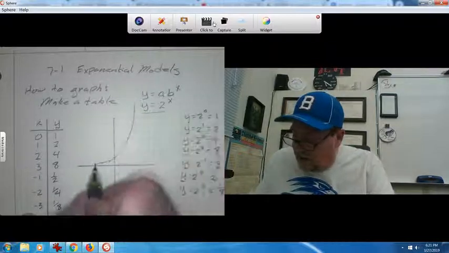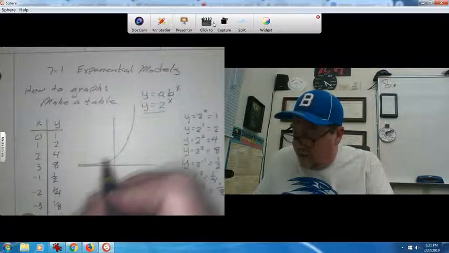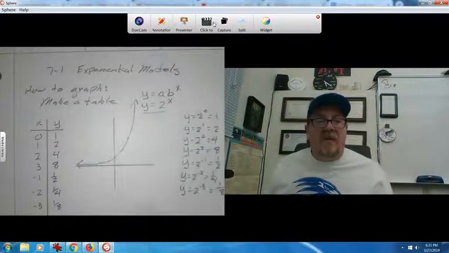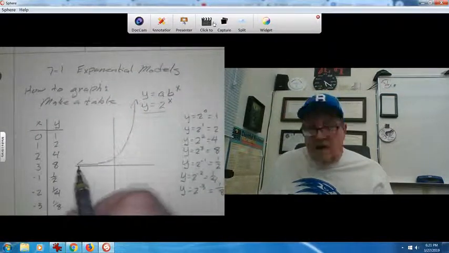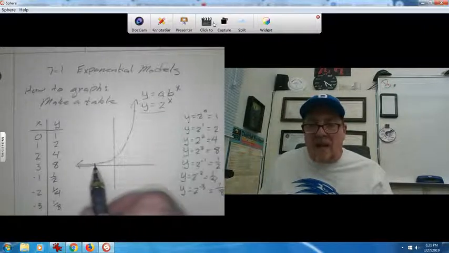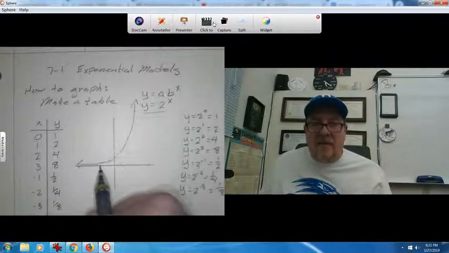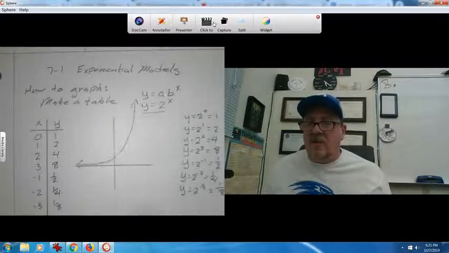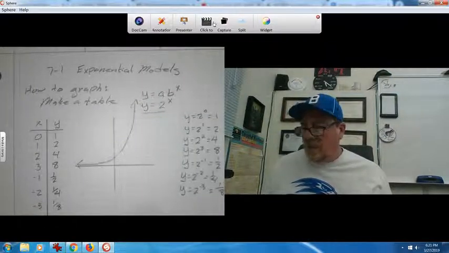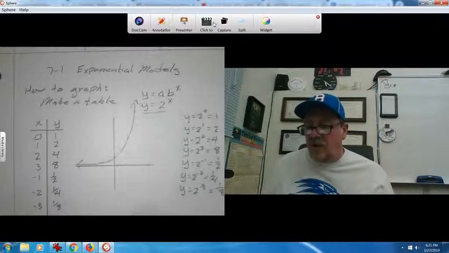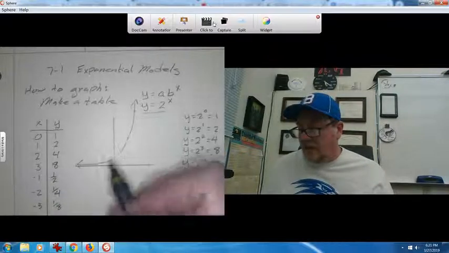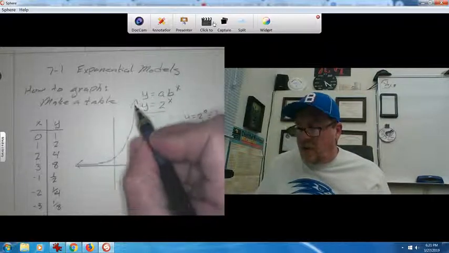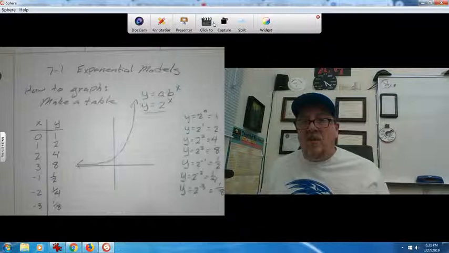And this shape right here is the exponential growth shape. All right, it starts off and is what's called asymptotic to the x-axis. That means that it gets very, very close to the x-axis, but it never actually touches nor crosses it. It just gets closer and closer and closer as you go in the negative x direction. As we go in the positive x direction, the y values just get bigger and bigger. It grows very fast.